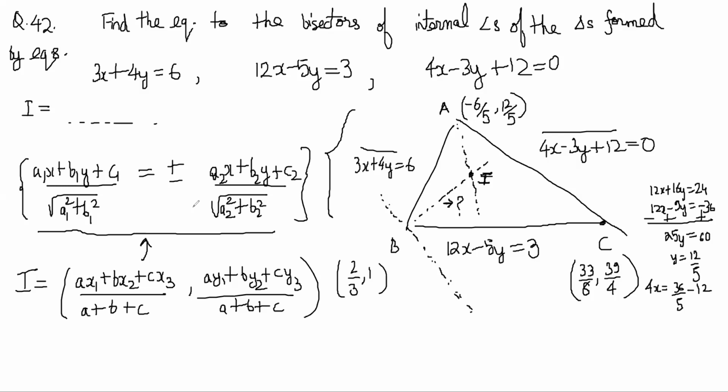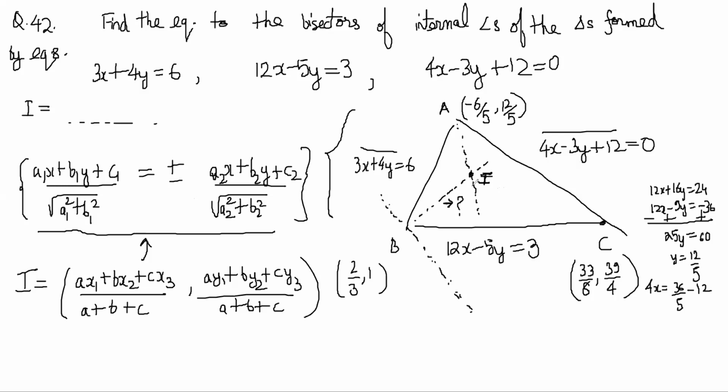Okay. So let's think. Internal angle bisector equation whose sides are given. Sir, what if we take any point inside the triangle and then check? That is correct. But which point will you check? That is the thing. Which point will you check?